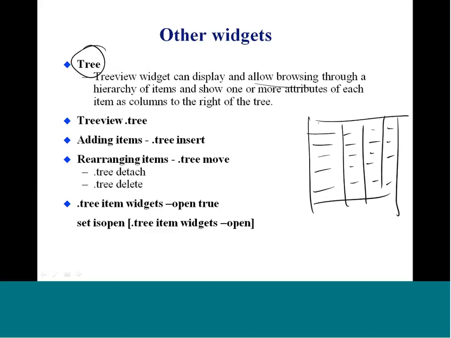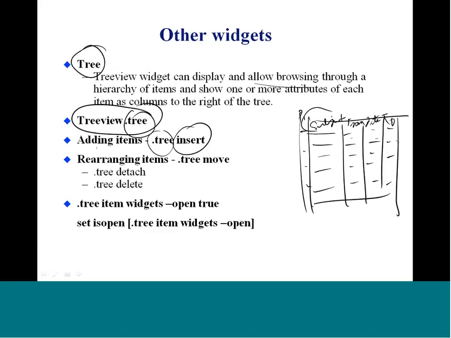If it is a mail program, you can see subject, from, date, to, things like that, the various fields that you can think of for a particular mail. You can also say important, priority, whatever. So for this mail, you can associate all these attributes. This particular widget is created by the treeview command. So here we create ttk::treeview .tree, then .tree is the widget. If you want to add anything to that tree, we just say .tree insert. Rearranging items is .tree move. Then we can detach an item from the tree using .tree detach, or even completely delete that item using .tree delete.